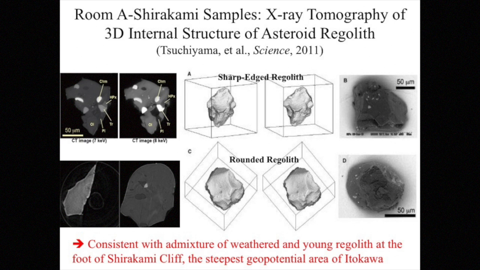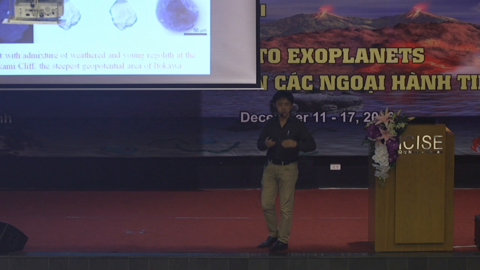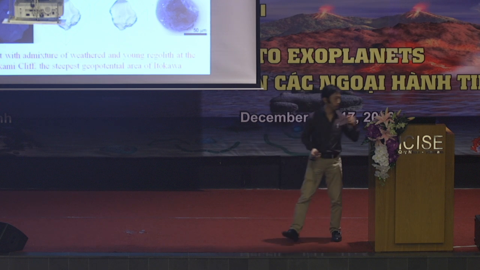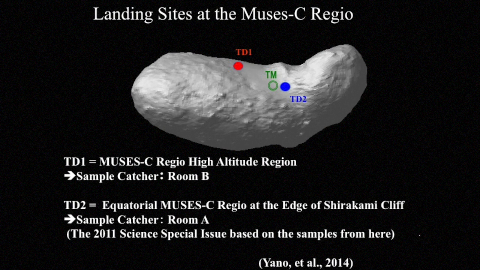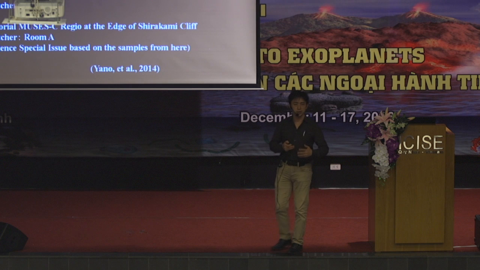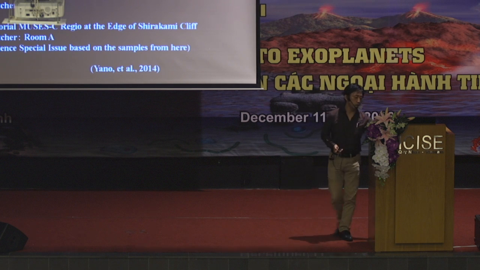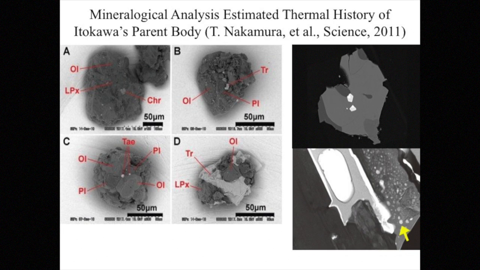And then we did microtomography of individual particles, and you can see that some of them are eroded and rounded, and some of them are sharply edged and freshly cracked. No wonder, because the touchdown site is a mixture of smooth terrain and the steepest terrain of the asteroid right next to it. So it has a mixture of both. So we are also able to say something like that.